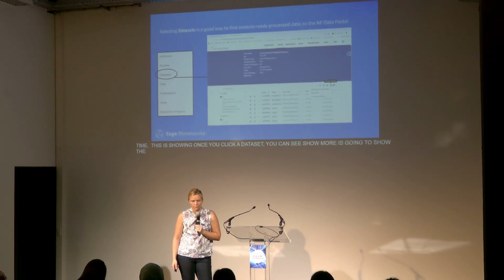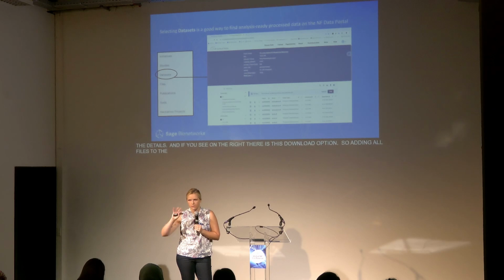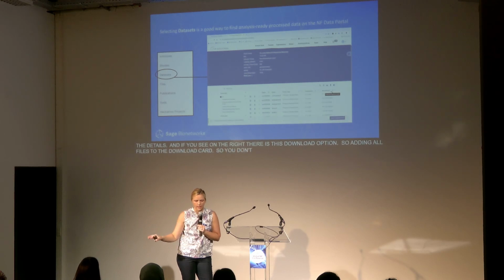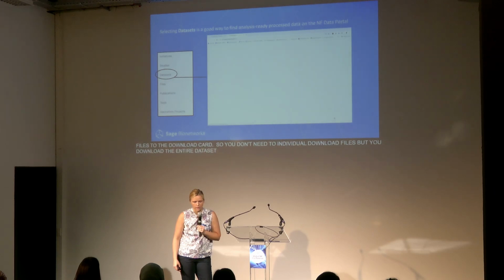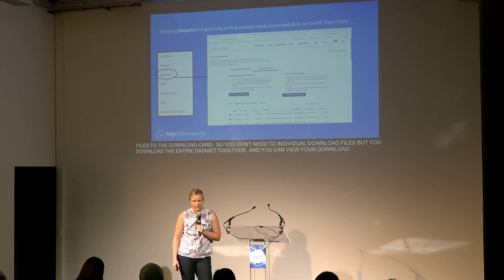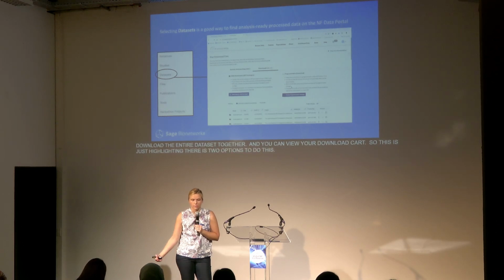And if you see on the right, there's this download option, so adding all files to the download cart. So you don't need to individually download files, but you download the entire data set together. And you can view your download cart. This is just highlighting there's two options to do this. There's a web download, and then you can also programmatically download the files.